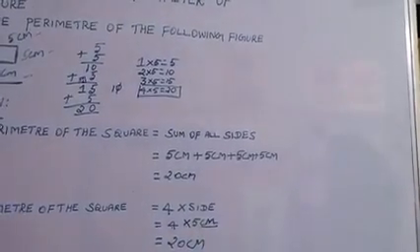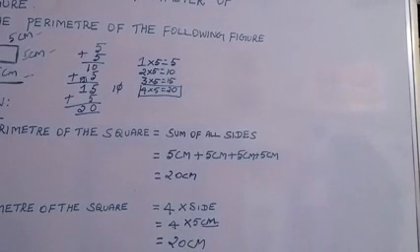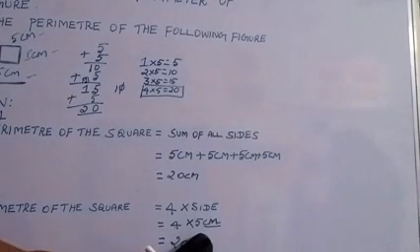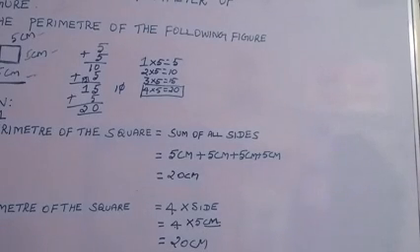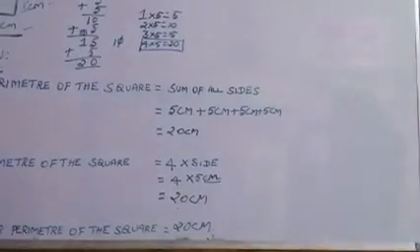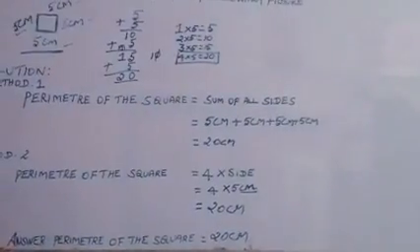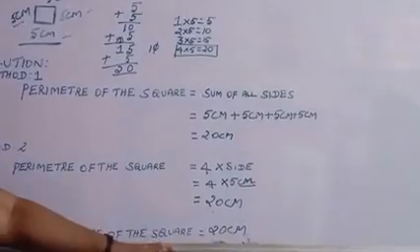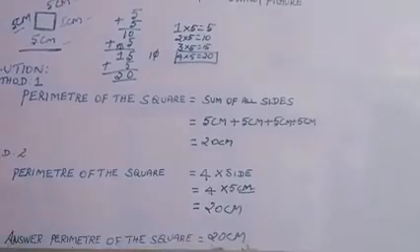If they given the unit centimeter, you should write centimeter. Suppose they given the unit meter, you should write meter. That is very important. Without the unit there is no meaning. You should write the unit also. So, our perimeter of the square is equal to 20 centimeter. That is our answer, children.